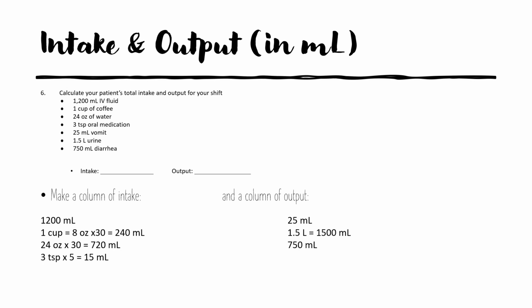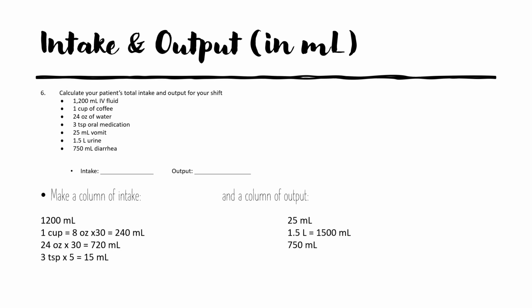So remember, 1 cup is 8 ounces. And then ounces times 30 equals milliliters. So I end up with 240 milliliters of coffee. And then I have 24 ounces of water. So again, 24 ounces times 30, and that equals 720 milliliters. And then 3 teaspoons. So 3 teaspoons times 5 equals 15 milliliters.